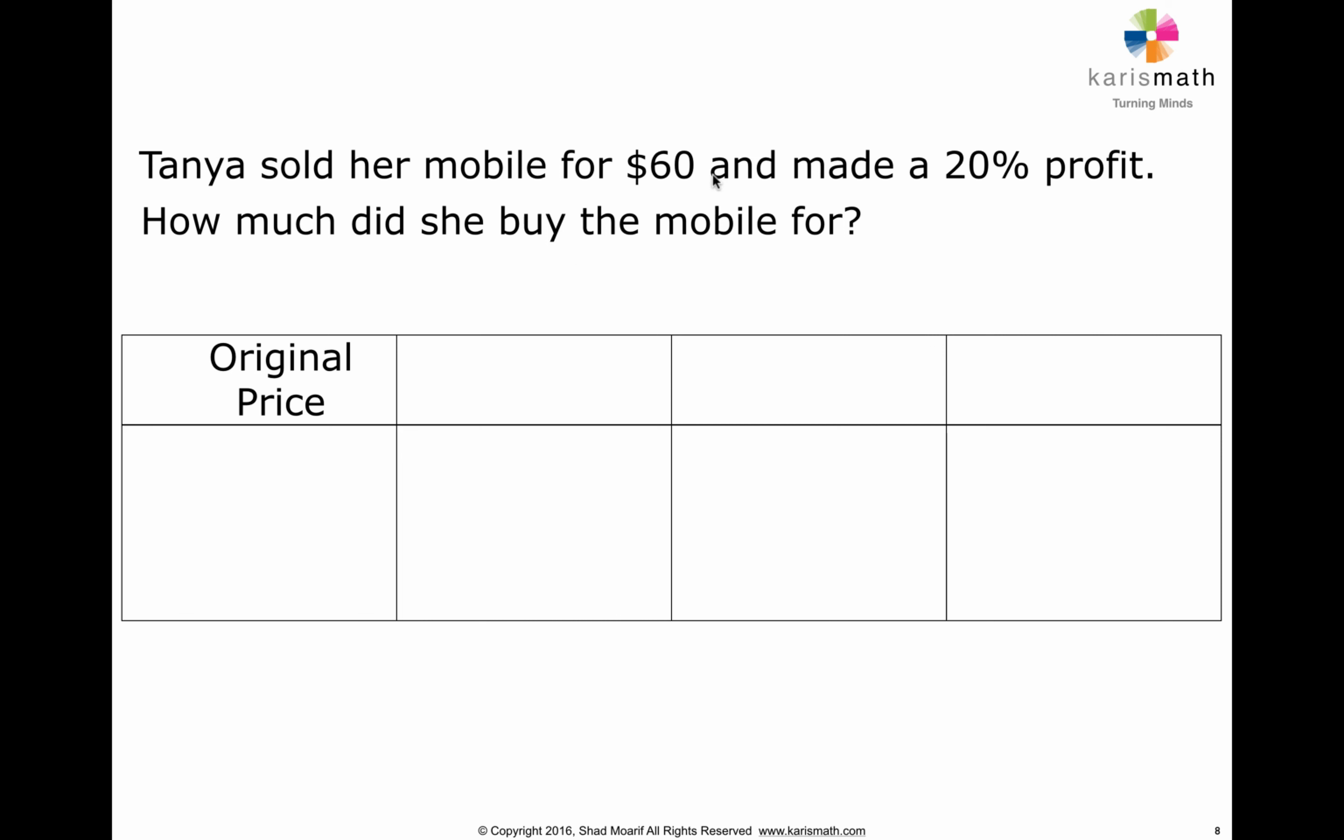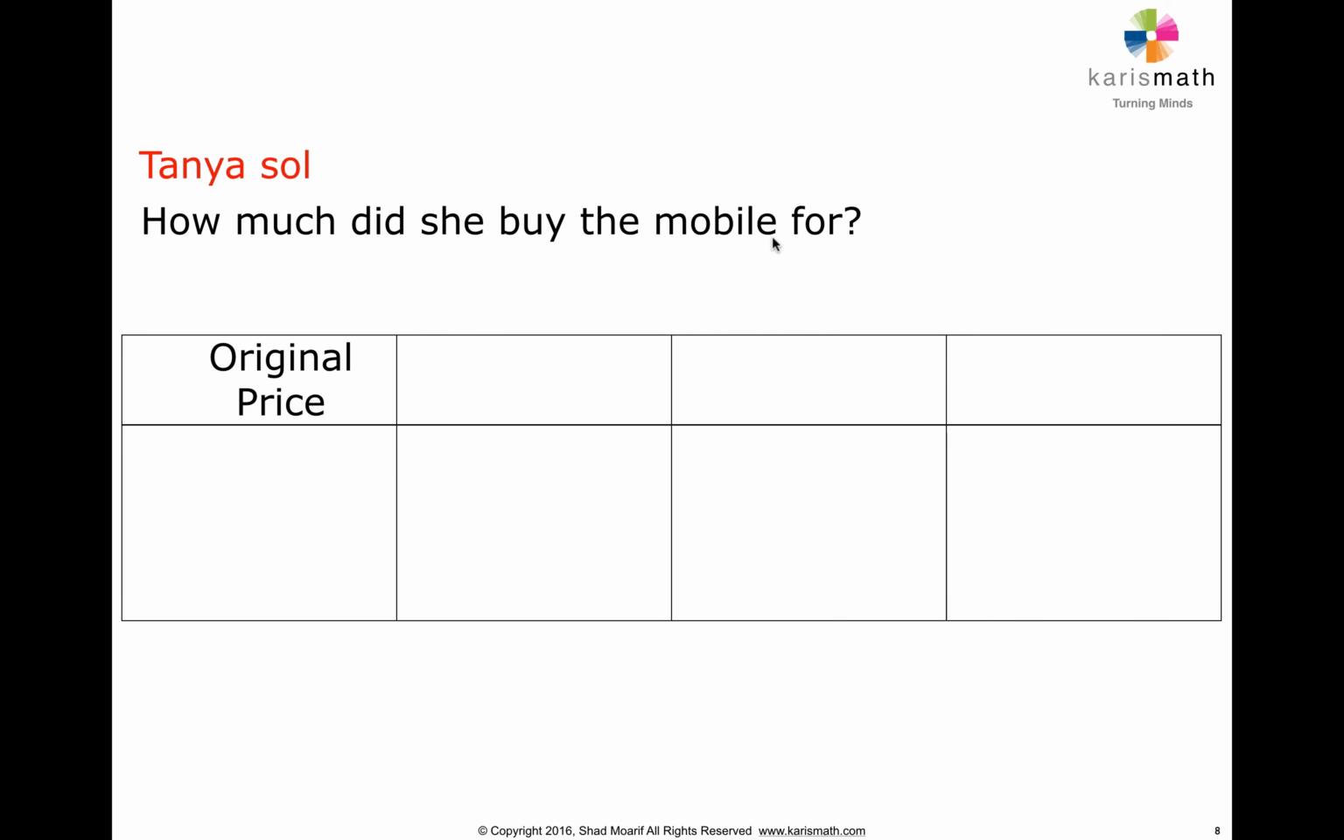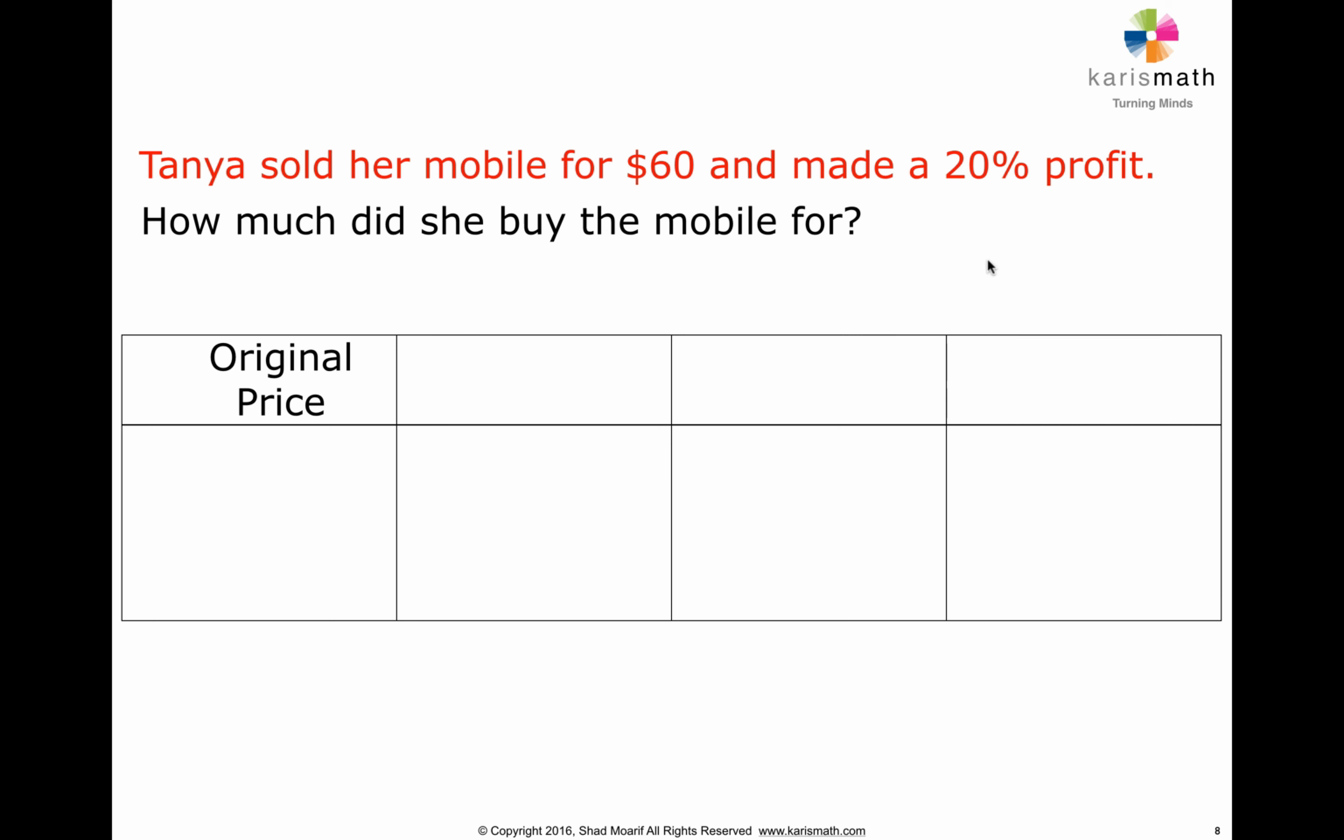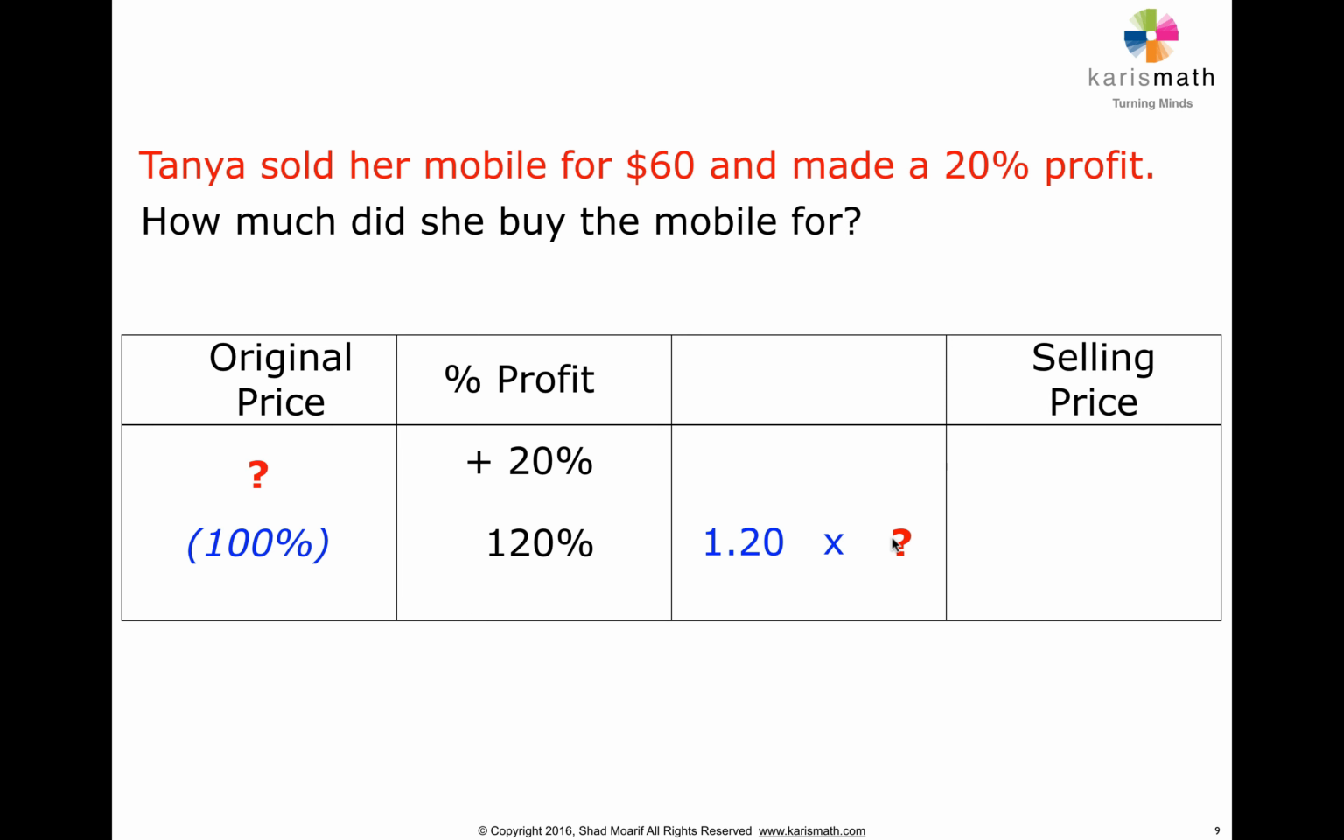Let's look at this one. Tanya sold her mobile for $60 and made a 20% profit. Now, we don't know how much she bought the mobile for, but we know that she sold it for $60 and she made a profit of 20%. So we don't know what this is, but we know that she made a profit of 20%. So she must have sold it at 120% of the original price. If the original price was 100%, the profit was 20%, so she increased it to 120% of the original price. So we'll say 120% of the original price is what the new price would be, or the $60 would be equal to. So that should be equal to 1.20 times whatever this is.